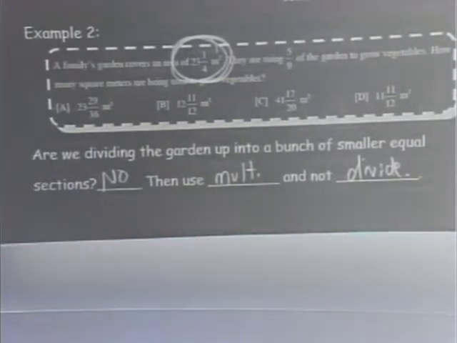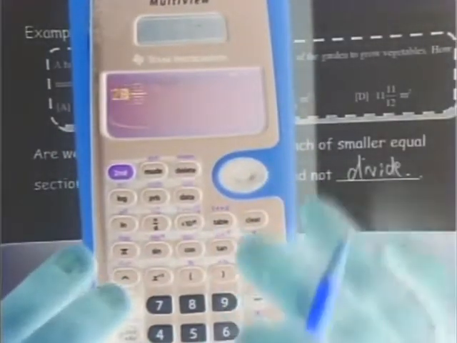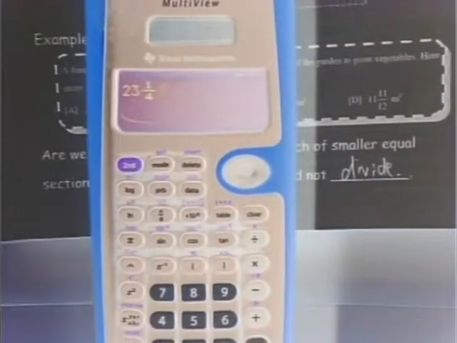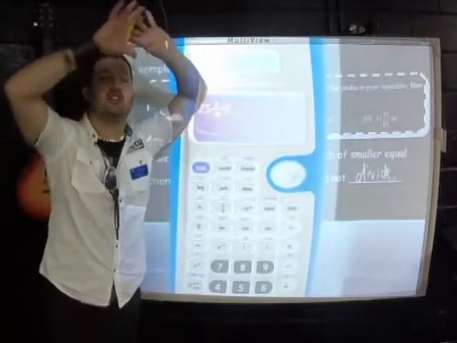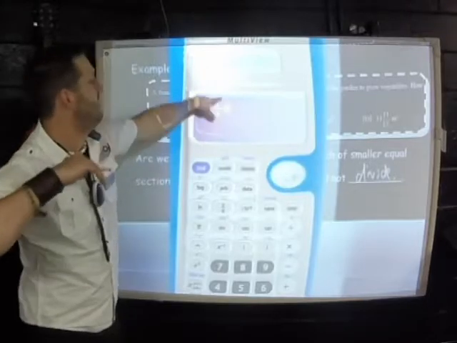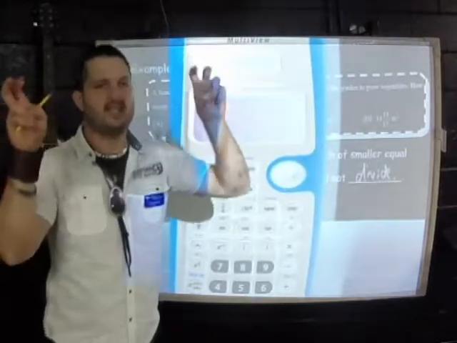So unless you're making equal sections, multiply. Most of the time, it's multiply. So let's take, how big is that garden? 23 1/4 to the second power. Okay, yeah, on that, on the 23 and 1/4, it says meter squared, or what is it? Yeah. The meter squared is just the units, so you don't have to put the square in here. This is the area. The units it's in is meters squared.